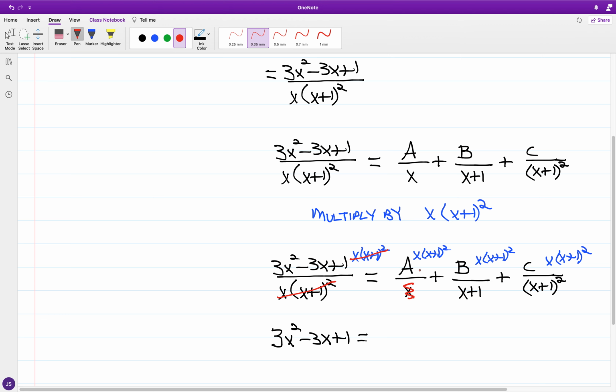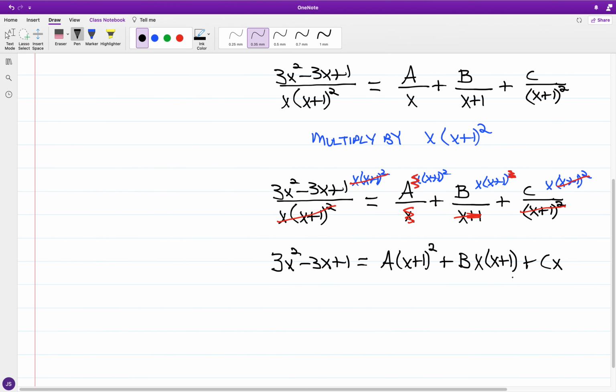Now for a, x is going to cancel out, but we're still going to have a distributed over the square of x plus 1. And as for b, one order of x plus 1 is going to cancel out, but we're going to have x plus 1 with a degree remaining as well as x. So you have b times x times the quantity x plus 1. And as for c over the square of x plus 1, the square of x plus 1 cancels, and x is left over, so we have c times x.